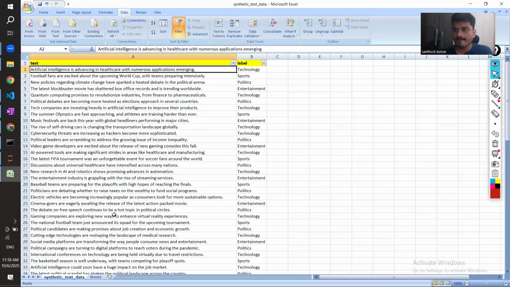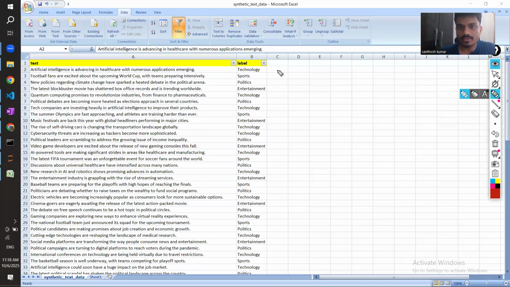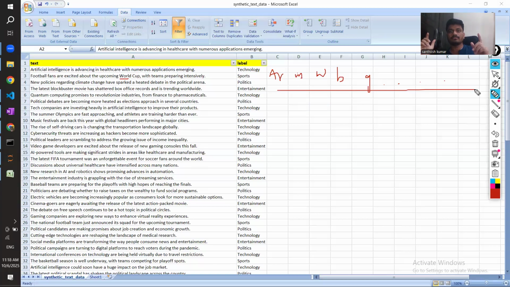Now, all those 500 unique words, it will write them down. For example, I'm writing "artificial intelligence" is one word, and let's say "world" is one word from here, and let's say "blockbuster" is another word, and "growing" is another word. Like that, 500 unique words I have.